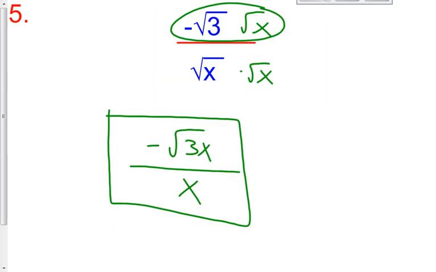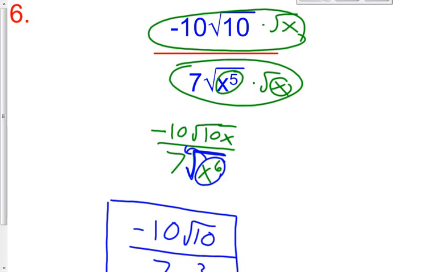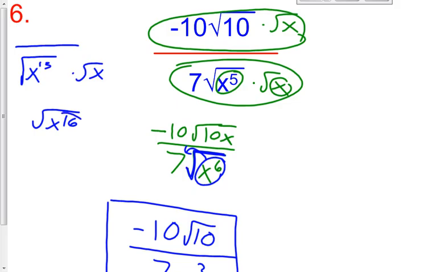Except for this last one, problem number 6, if you have the square root of x to the 15th in the denominator, all you have to do is multiply by the square root of x, because that makes the square root of x to the 16th, which you can take the square root of an even exponent there. So all you have to do is multiply these ones by the square root of x. I hope that makes sense.